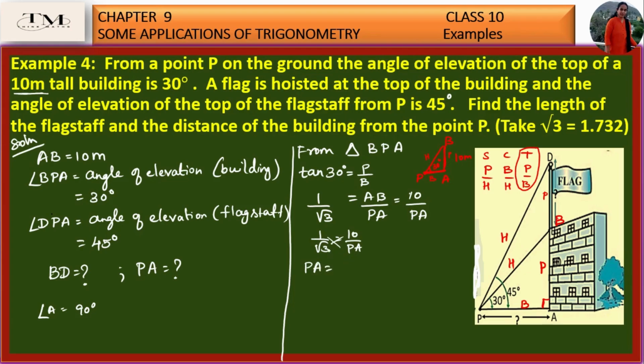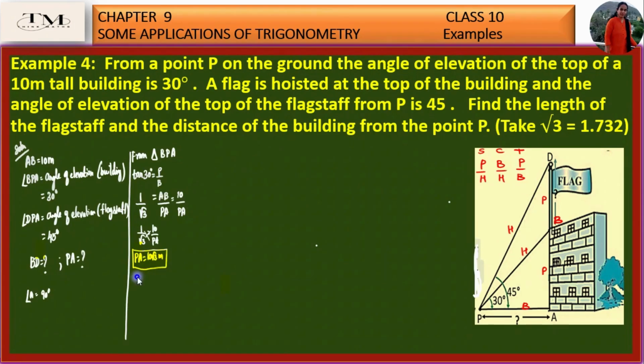PA is equal to 10 into root 3. It is 10 root 3 meter. So PA is equal to 10 root 3 meter. What is PA? It is nothing but distance of the building from the point P. So this we found out. Next we have to find the length of the flagstaff. What we need to find? We need to find DB. We will do it in the next page.